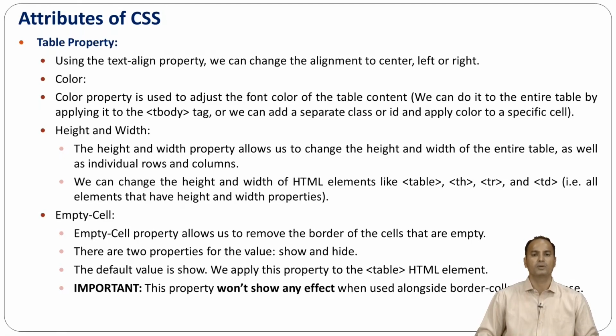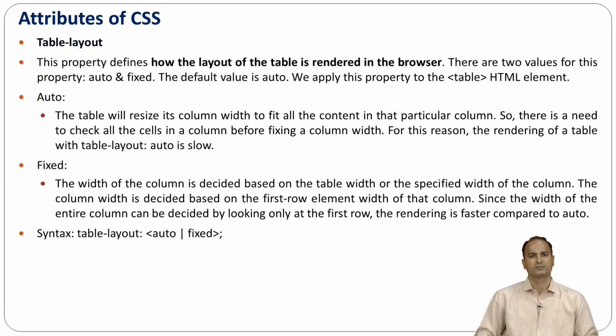There are two values for the property, show and hide. If you set the value hide, that means the empty cell is not going to be shown, and if you put the show value, then the empty cell will be visible. Okay, this property will not show any effect when it is used alongside border collapse.